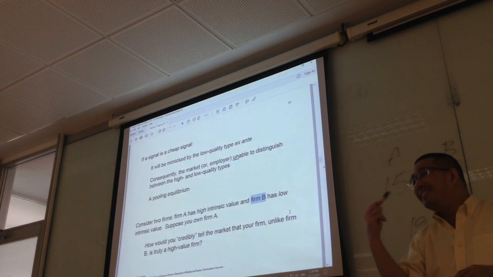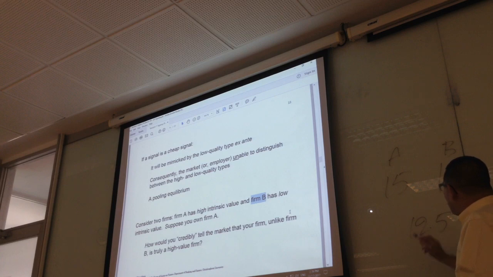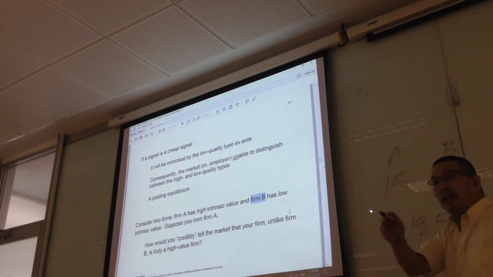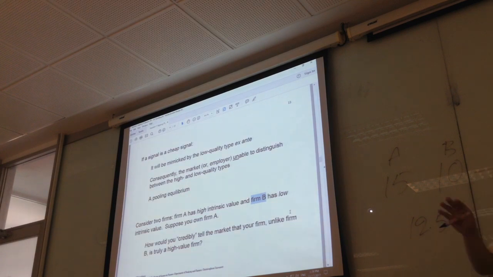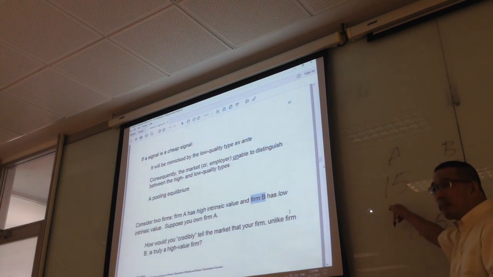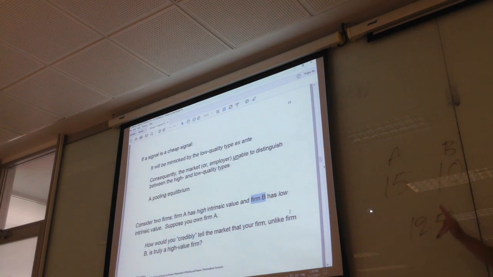I could turn the structure of the question around and say, suppose the observed market price is 12.5 and the true value, that is the value that reflects the true quality of your firm, is 15. That's your firm and your peer is 10. But the market price is the same for both firms, 12.5.